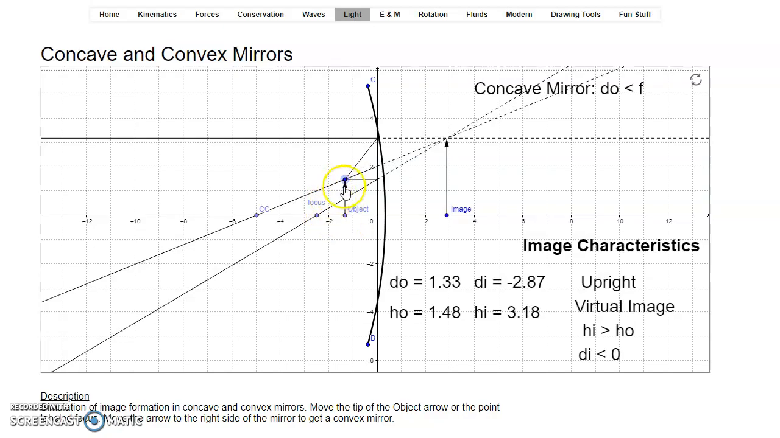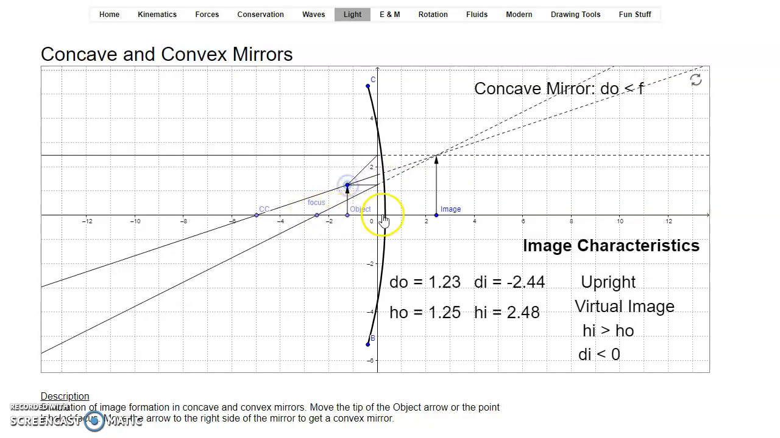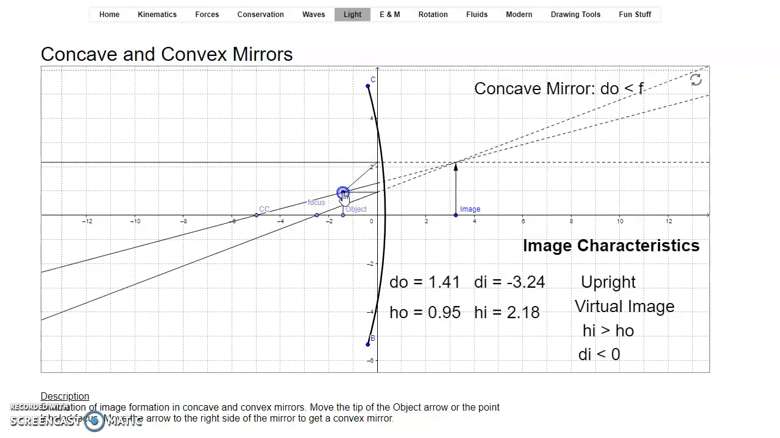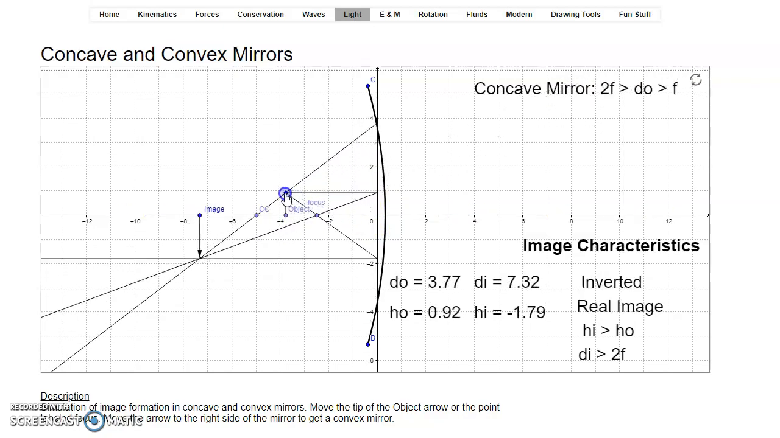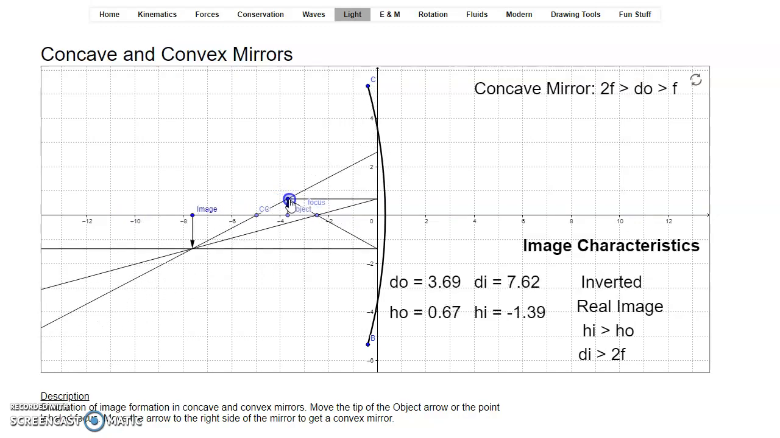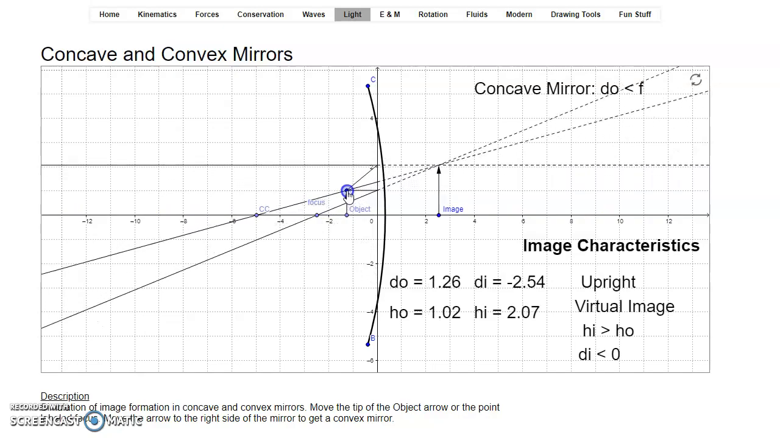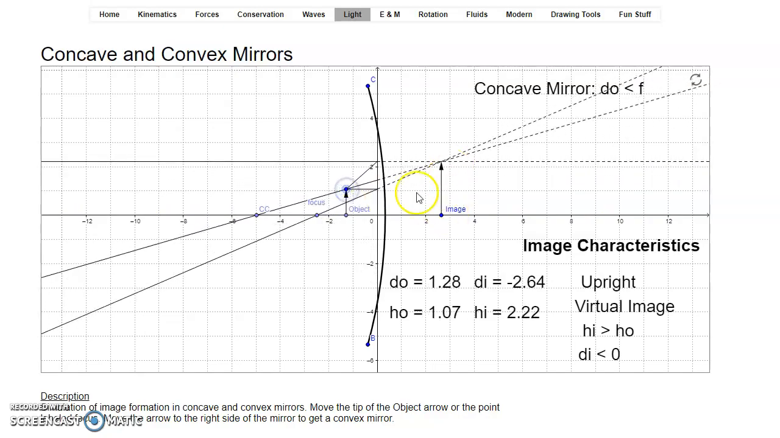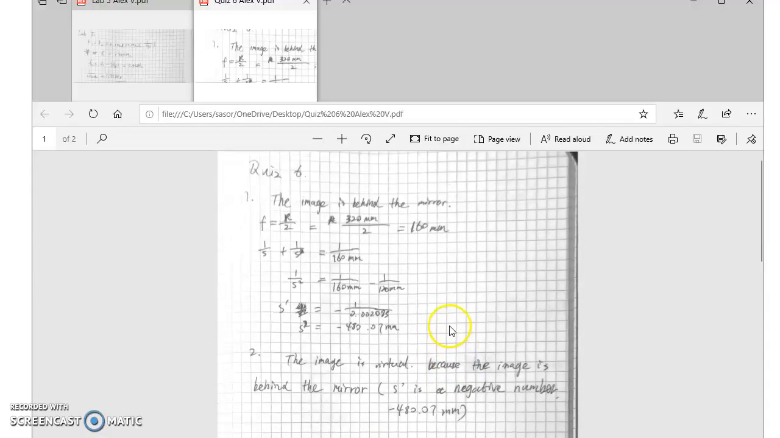In order to magnify your face, it has to be in between the vertex and the focal point. If you go overboard, the image would flip and you wouldn't be able to see yourself. You have to get close, and then you can see the image is actually behind the mirror. It's virtual, it's not real. So let's get into the calculations here.